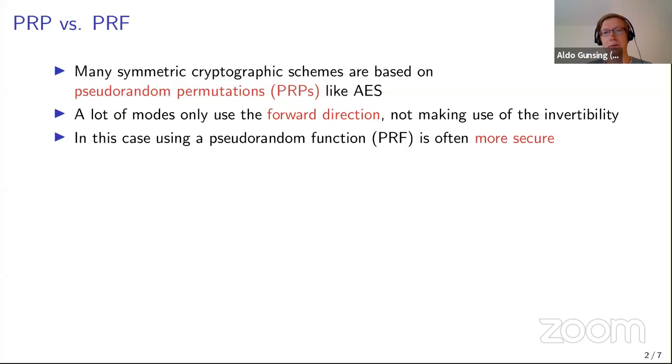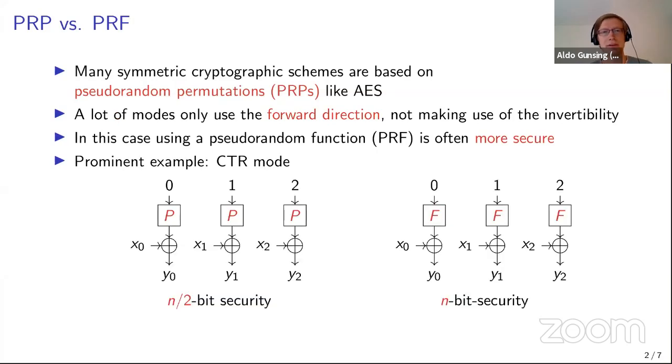And this is actually often more secure than a PRP. The prominent example of this is counter mode. This mode achieves Birthday bound security of n over 2 bits of security when we use a PRP, but it achieves full n-bit security when we use a PRF instead. Of course, here we assume that we have a perfect PRF, but it still shows that a PRF is much more suitable for this mode than a PRP is.